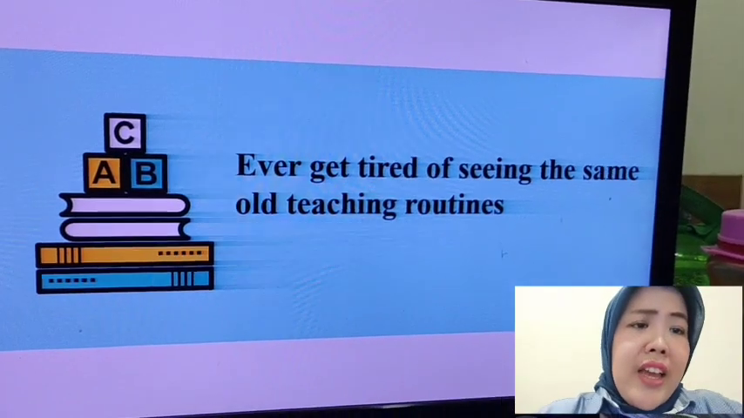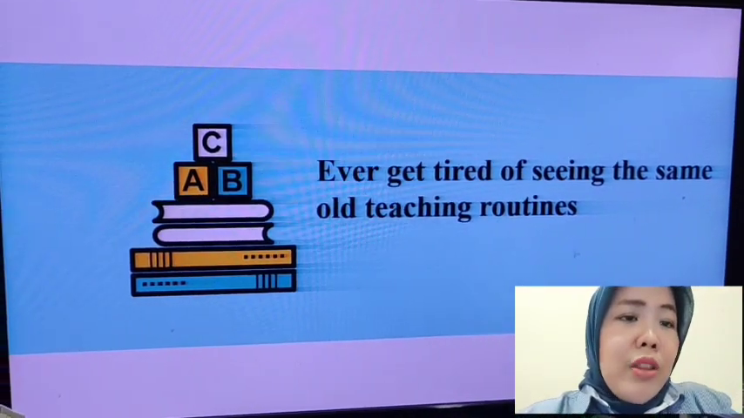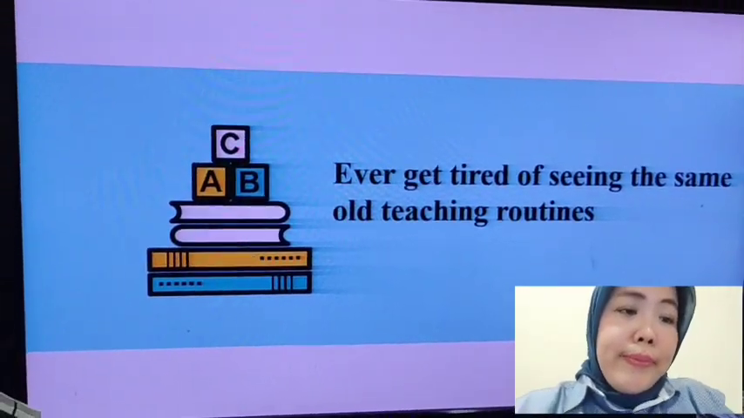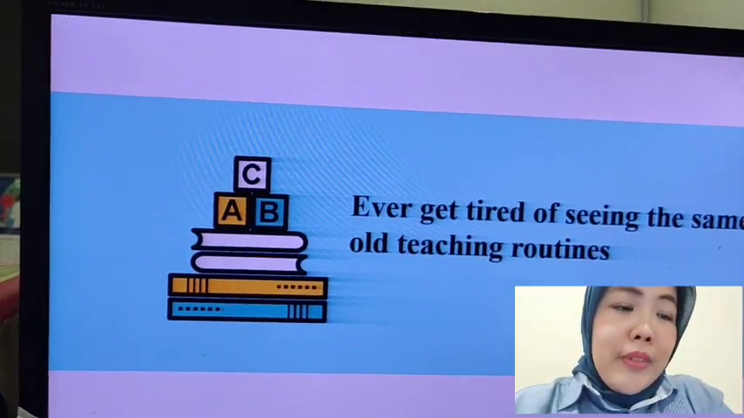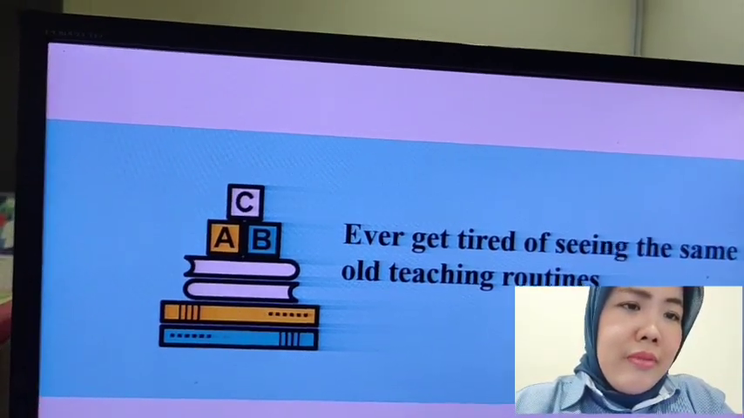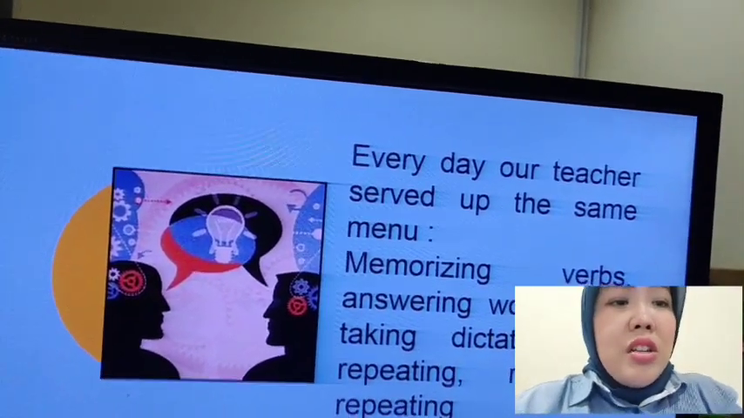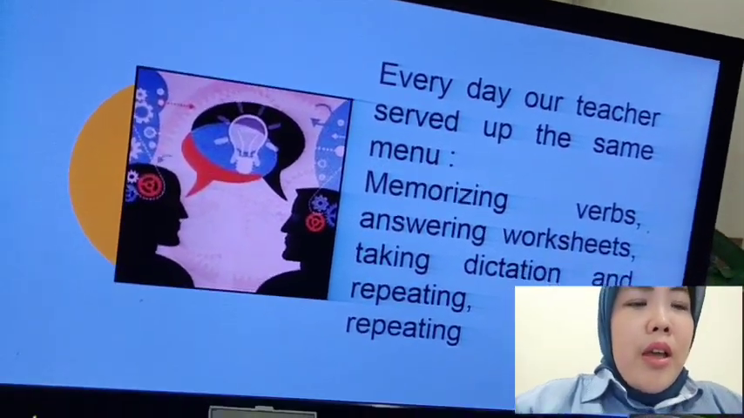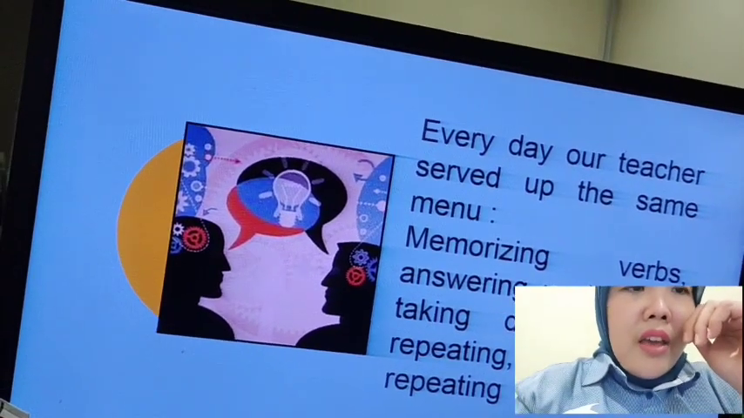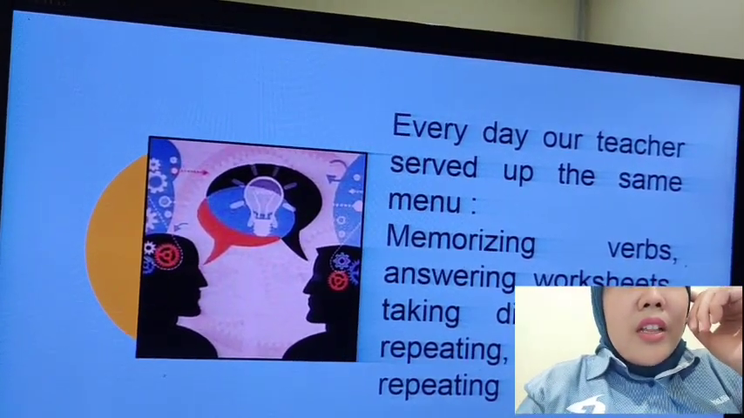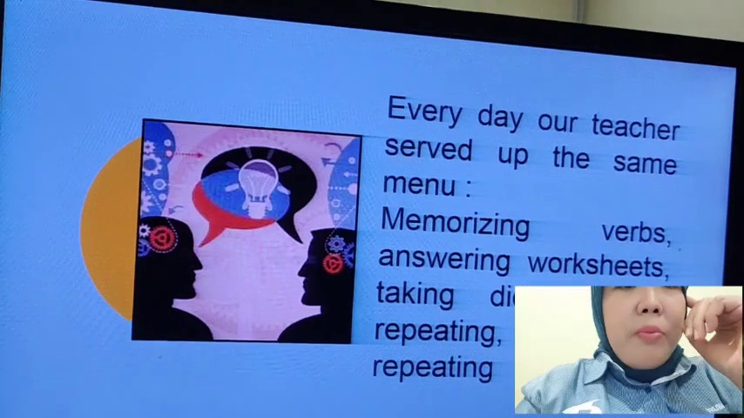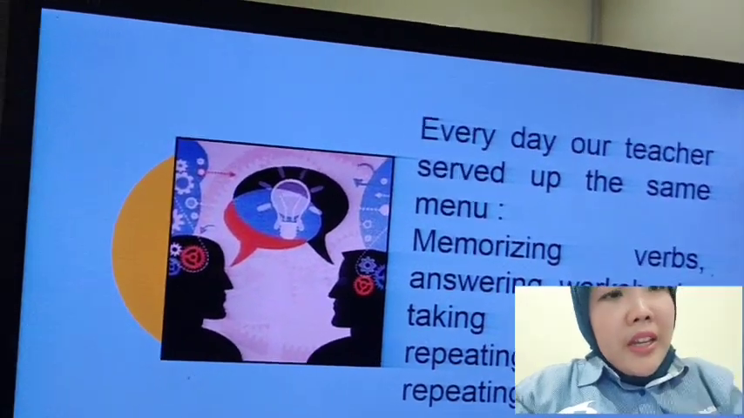Ever get tired of seeing the same old teaching routines? Every day our teacher served up the same menu: memorizing verbs, answering worksheets, taking dictation, and repeating again.